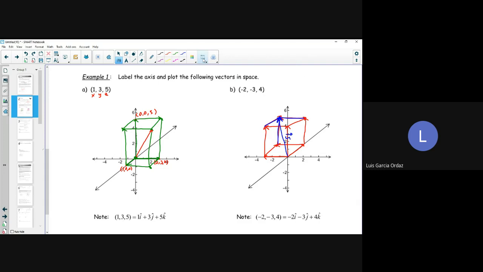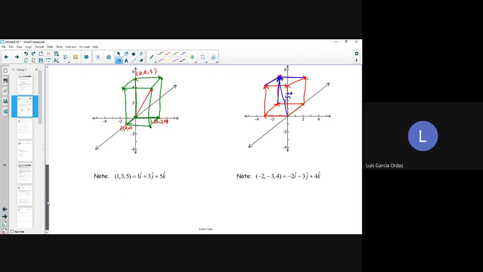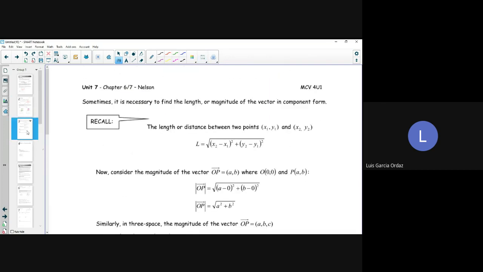So now we're going to be getting into some more basic things that you learned from grade 11. Not even grade 11, grade 10. I think it's the distance between 2 points, x1 and y1. So sometimes it is necessary to find the length or magnitude of the vector in component form. So we call that the length or distance between 2 points, x1, y1, and x2, y2. The length is equal to the square root of x2 minus x1 plus y2 minus y1, and both of those are squared.